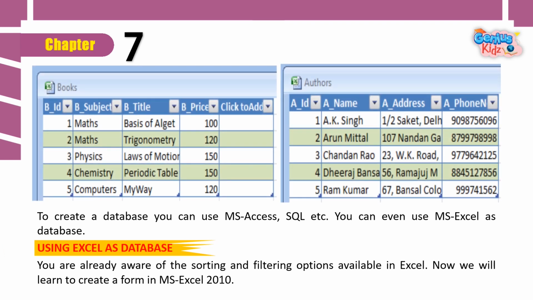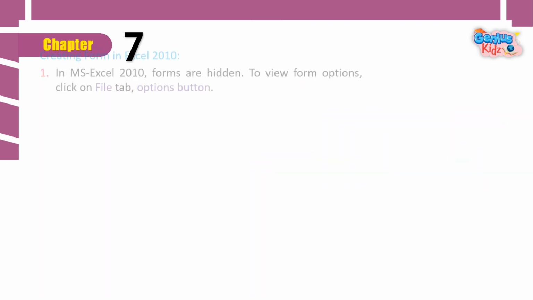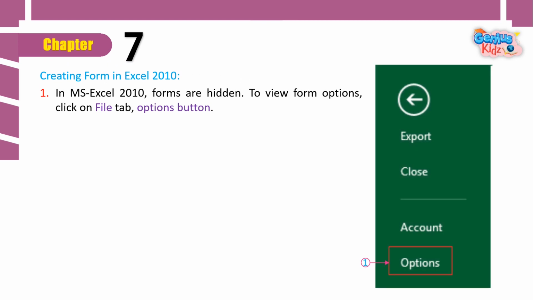To create a database, you can use MS Access, SQL, etc. You can even use MS Excel as a database. Using Excel as database. You are already aware of the sorting and filtering options available in Excel. Now we will learn to create a form in MS Excel 2010. Creating form in Excel 2010. 1. In MS Excel 2010, forms are hidden. To view form options, click on File tab, Options button.